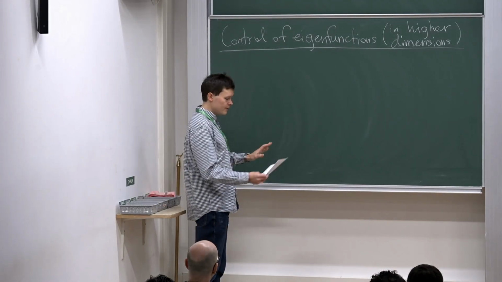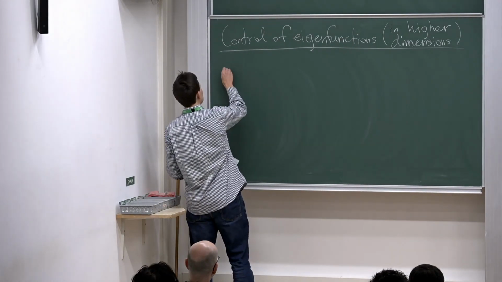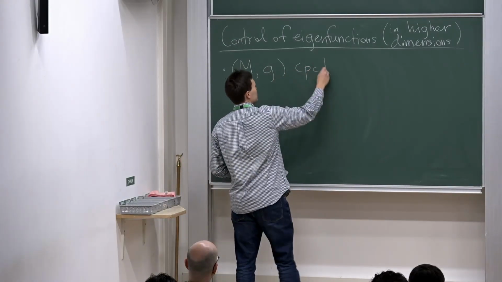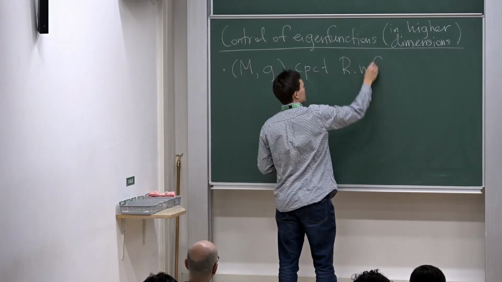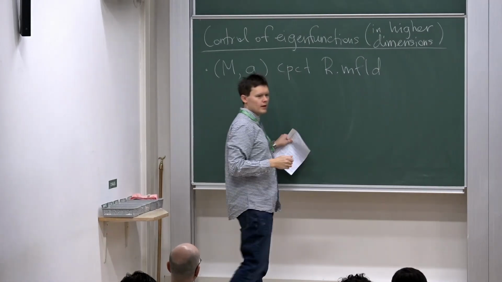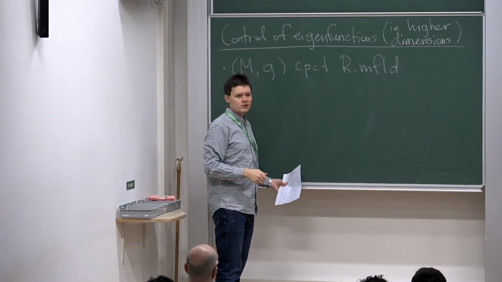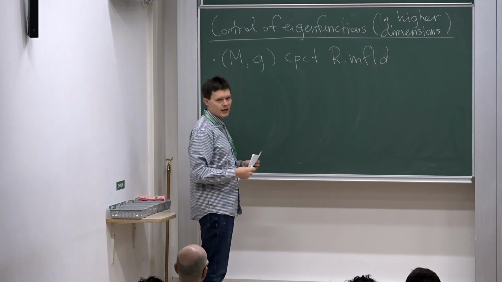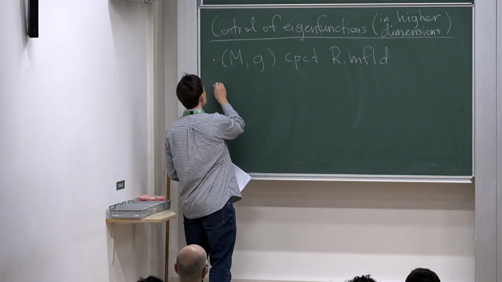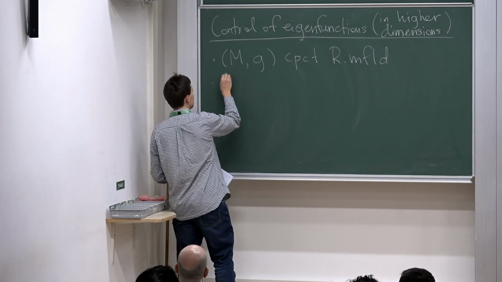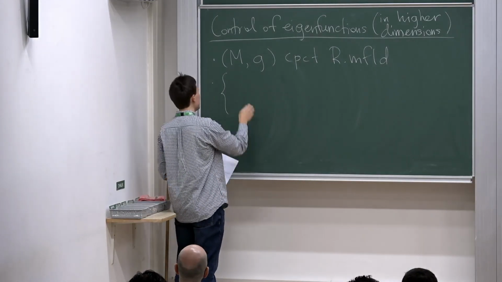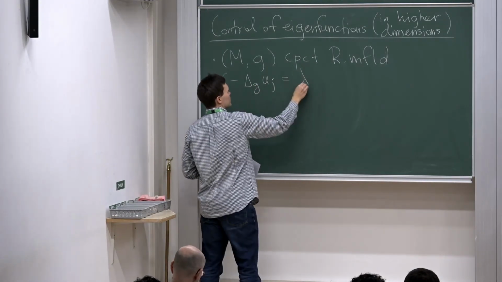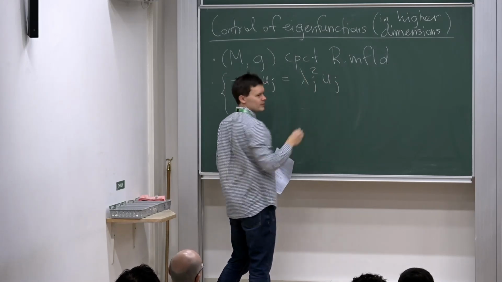So here's the setup. I will have a compact Riemannian manifold throughout the talk, and then I'll be studying Laplace eigenfunctions. And specifically, I'll be studying the high energy case. So I'll take a sequence of Laplace eigenfunctions where the eigenvalue is going to be lambda j square.